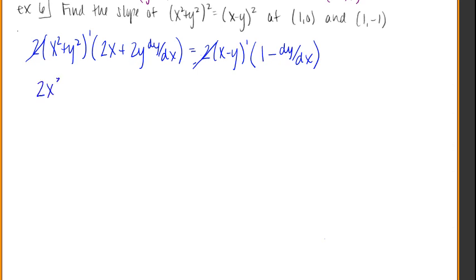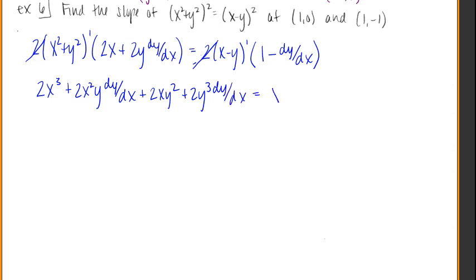We have 2x cubed plus 2x squared y dy/dx plus 2xy squared plus 2y cubed dy/dx is equal to x minus x dy/dx minus y plus y dy/dx. And then from here we just need to move some terms around. Let's put all the dy/dx terms on one side, so let's move that one over, and that one over, and then all the others the other direction.